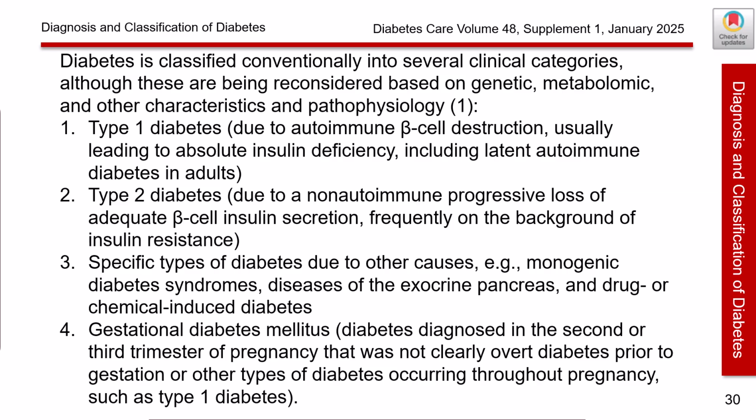insulin resistance. 3. Specific types of diabetes due to other causes, like monogenic diabetes syndromes, diseases of the exocrine pancreas, and drug or chemical-induced diabetes. 4. Gestational diabetes mellitus, diabetes diagnosed in the second or third trimester of pregnancy that was not clearly overt diabetes prior to gestation, or other types of diabetes occurring throughout pregnancy, such as type 1 diabetes.